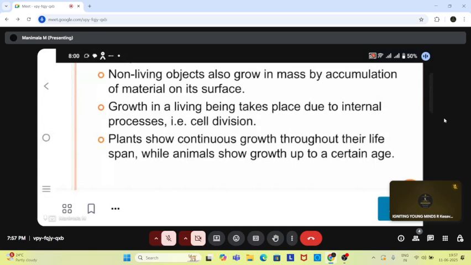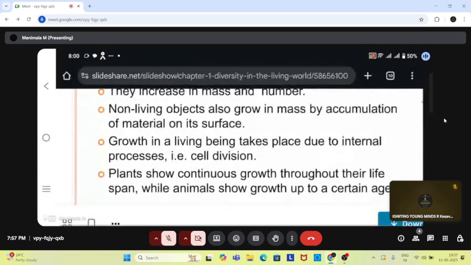Okay, children, so this is about growth. They have also given the point that non-living objects also grow in mass, not in number. Non-living objects can grow in mass by accumulation of material on their surface. This also you have to make a note of.